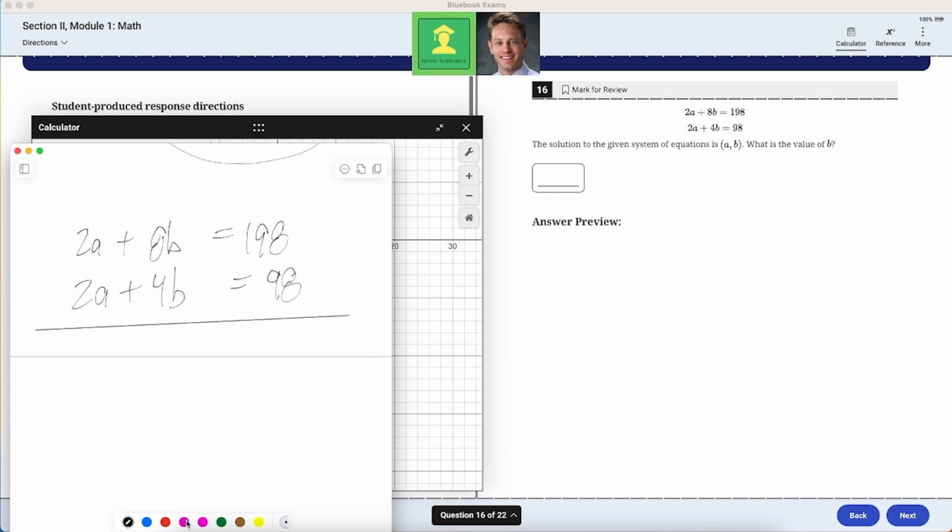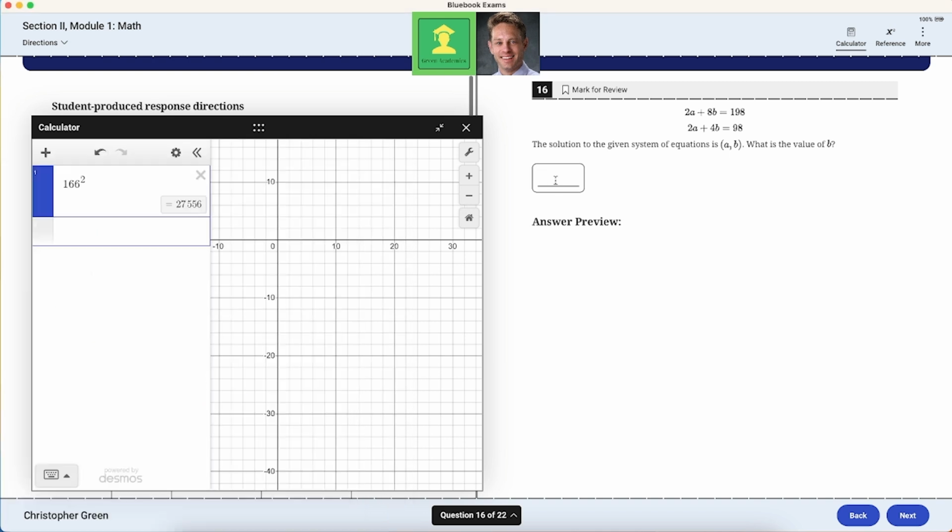Now, subtracting the bottom from the top, some people like to think of it as negative 1 times, and then you add them. That's, of course, the same thing. I think of it as simply subtracting in place. So this cancels out to nothing, and this gives you 4b equals 100. So b itself is 25. It works out to be a nice, neat number in this case.